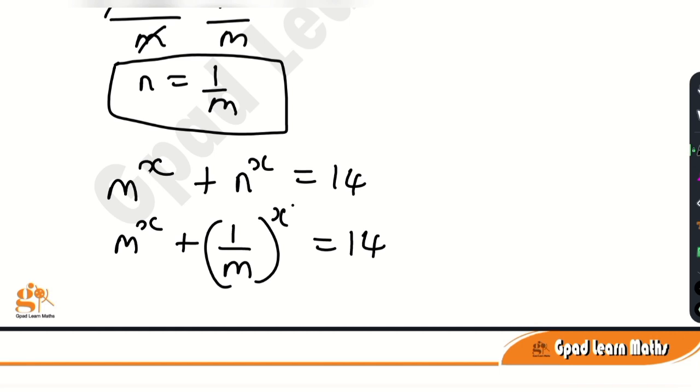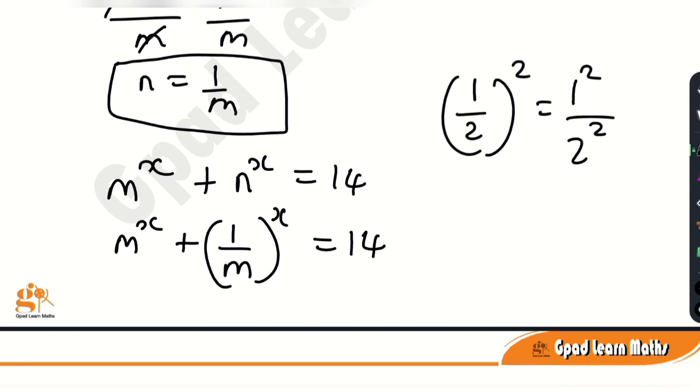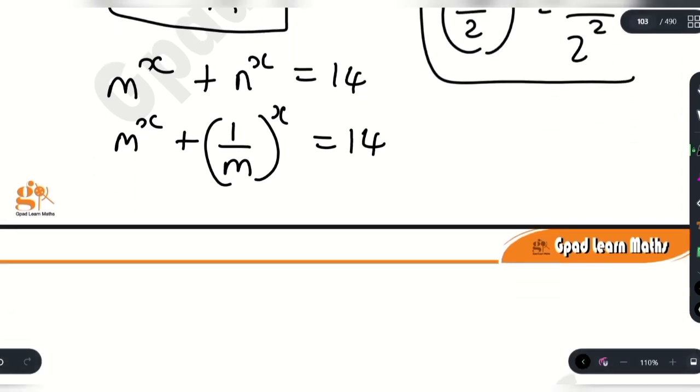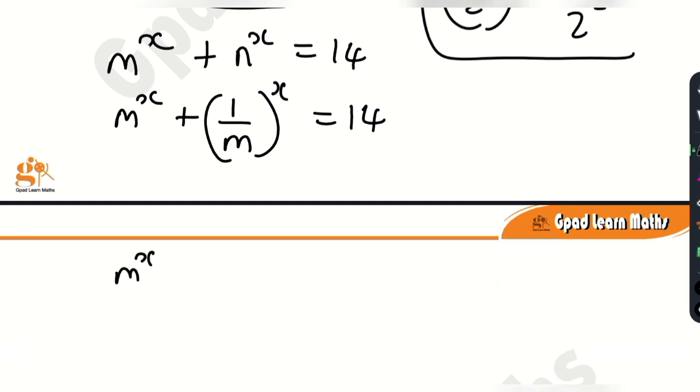So I'm going to distribute this x to 1 and to m, because if you have 1 over 2, for instance, raised to the power 2, you can rewrite it like this: 1 raised to the power 2 over 2 raised to the power 2. So that's what I'm going to do here. I'm going to write it like this: m raised to the power x plus 1 raised to the power x over m raised to the power x. Now 1 raised to the power x is also 1, because no matter what x is, it will always return 1. So I'll just write 1 over m raised to the power x is equal to 14.